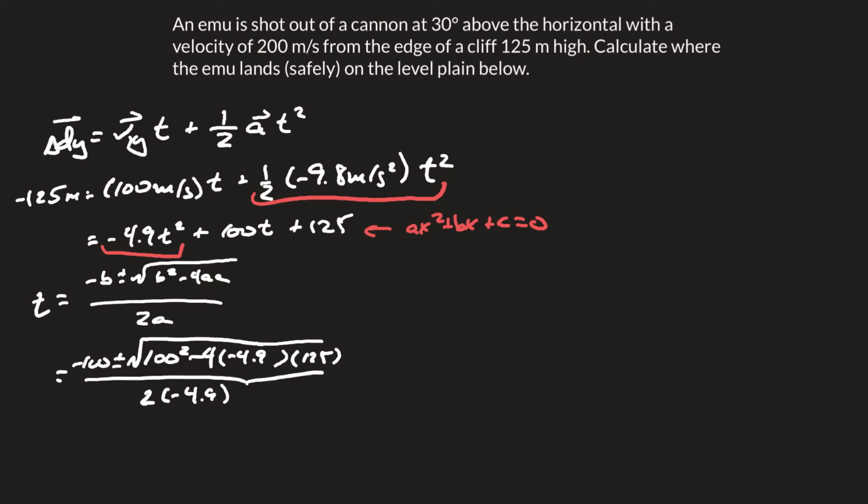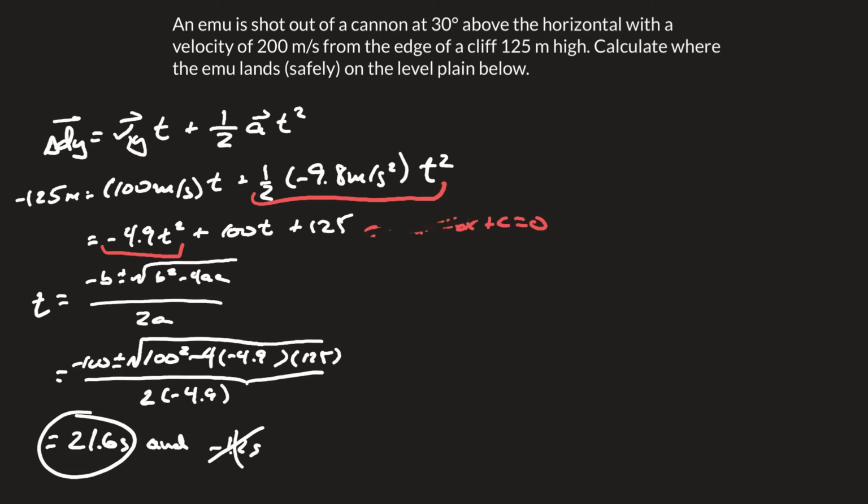So go ahead and solve your quadratic formula. You end up with two values, 21.6 seconds and negative 1.2 seconds. Obviously we can't have a negative value, that's not going to work, so that's no good to us. So that's our time. We can then take this value for time, and because time is going to be constant throughout our work here, right?